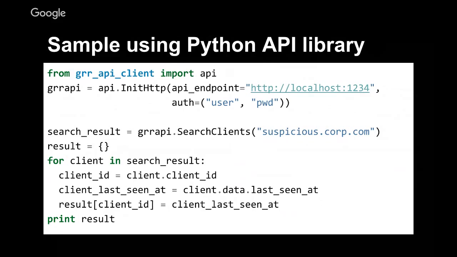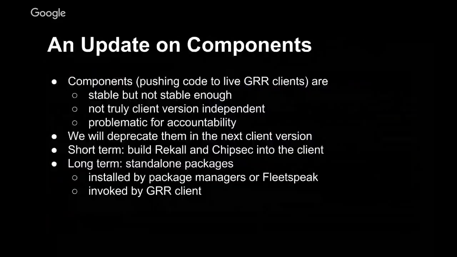So using the API library, it's easy to automate actions and, for example, schedule flows or hunts using cron, or implement any custom logic. Pretty much whatever you want to automate or script in the admin UI, you can do through the API library and through the API. Yeah, thank you. And I'm giving the reins back to Andy.